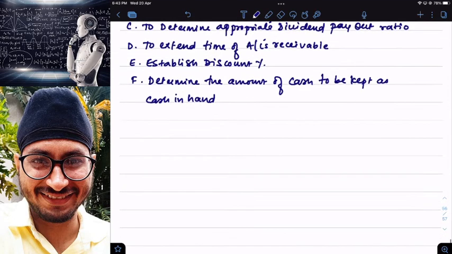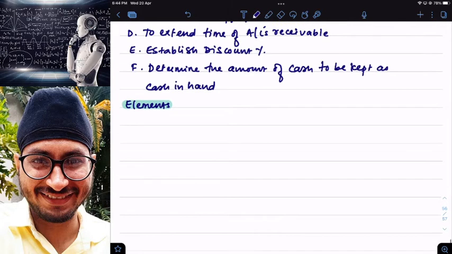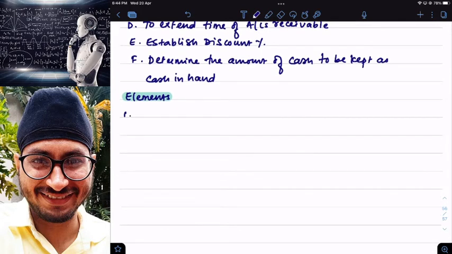Now let us see the elements of financial strategy. Clear? Elements of financial strategy. Sir, we may have multiple elements. First one is acquiring capital. Acquire capital. You can also call it source of funds. Acquiring capital or source of funds.